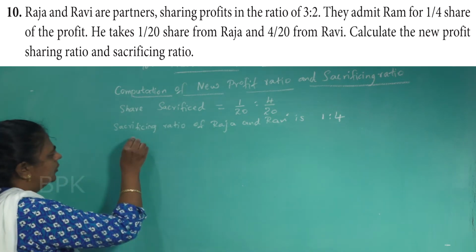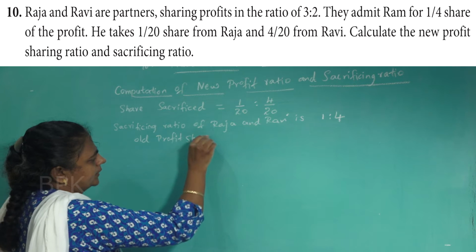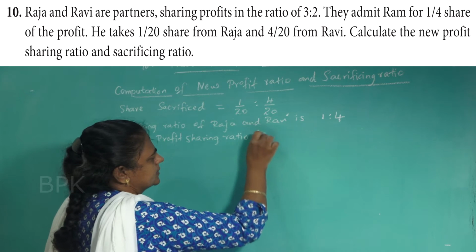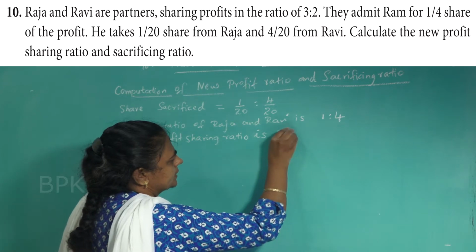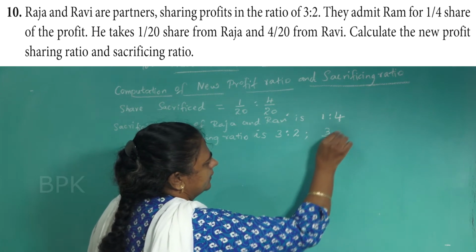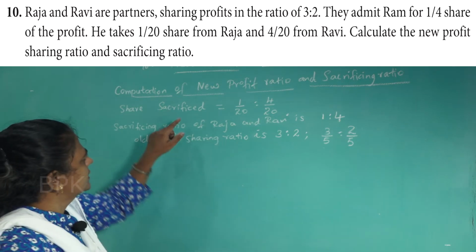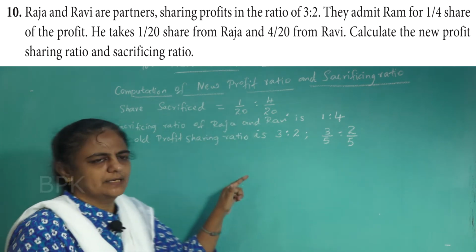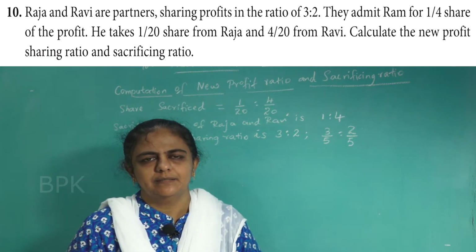Next, what is given? Old profit sharing ratio is 3:2, that is given in the question. So that is 3/5, 2/5. Now what is given? Sacrifice is also given. Then old ratio is also given. Now what you have to calculate? You have to calculate the new profit sharing ratio. What is the formula? New profit sharing ratio is equal to old share minus the sacrifice.